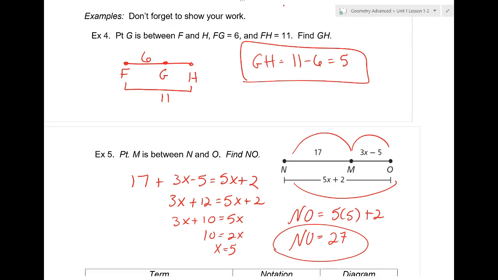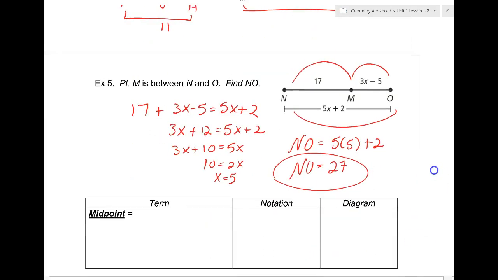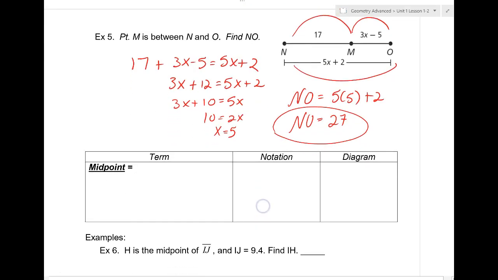Can you just go 27 minus 17 to get 10? Notice I didn't have to plug it in. You could plug it in, but you don't have to. All right, let's keep on going. We got more to do.